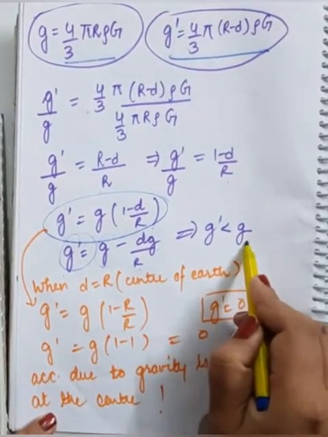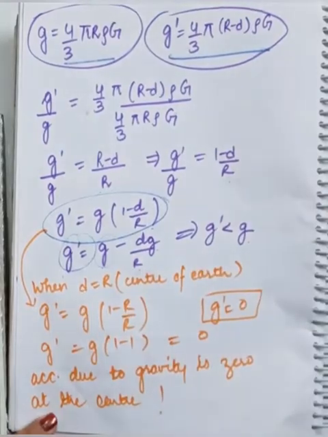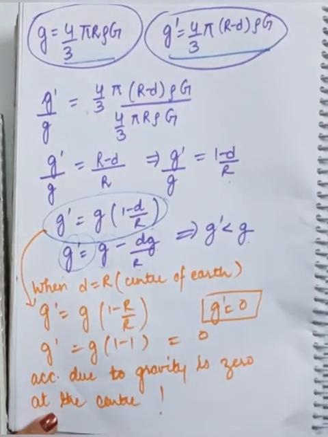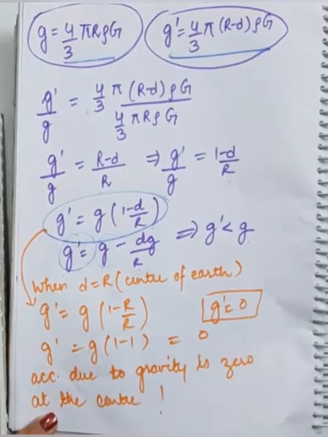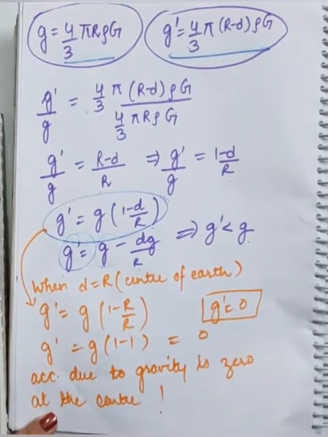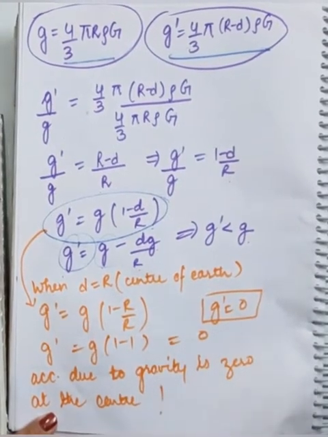So you know what I have just proven, that when the object is taken up to a certain depth below the surface of Earth, then the acceleration due to gravity experienced by that object actually decreases. Okay, and the same thing you had studied when you were raising the object up to a certain height above the surface of the Earth.